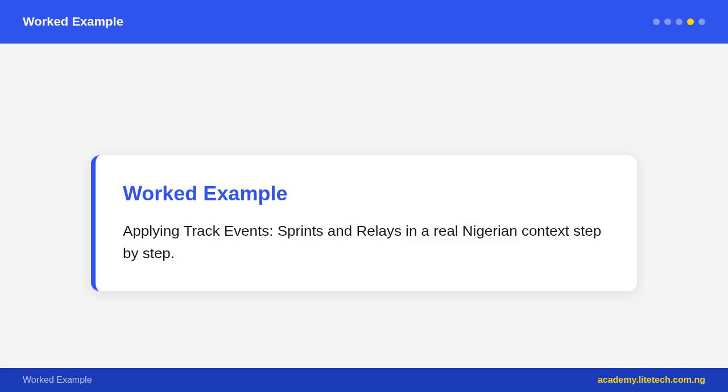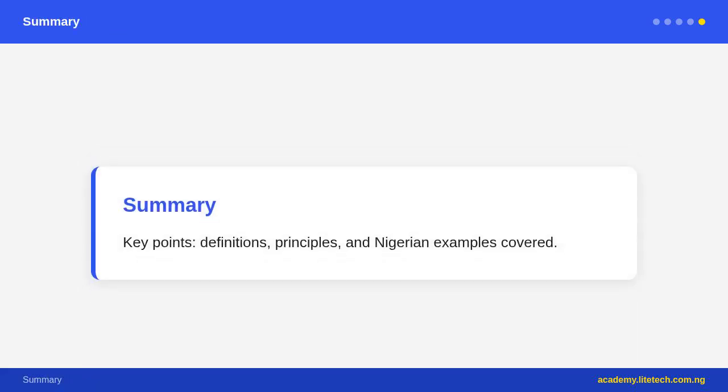4x400 meters relay. Each runner completes 400 meters. Less dependent on baton passing technique, a visual pass is used, the outgoing runner looks back for the baton. More dependent on each runner's individual speed and endurance. Nigeria has produced strong relay teams, notably in the women's 4x100 m, and both men's and women's 4x400 m relays, which have competed at African Championships and World Athletics.